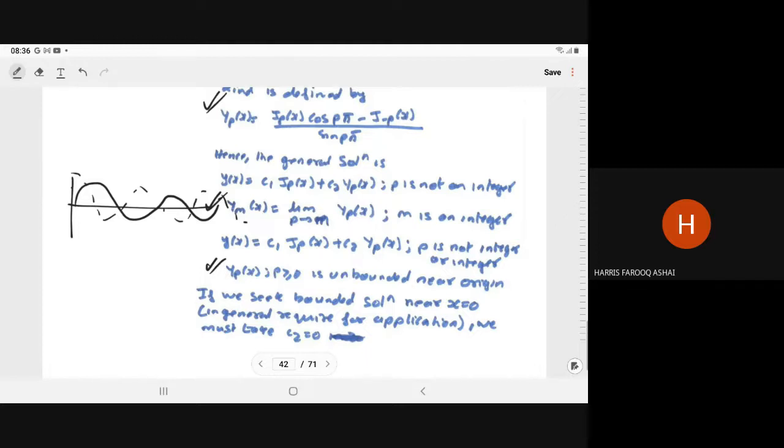Theoretically it gives a solution, but when we have to apply it in the propagation of waves, or in planetary motion, as I have told you in the previous class, we have so many applications for the Bessel function and Bessel equation, right? So there you cannot use those solutions. So for application purposes, we have to assume that C2 is equal to 0, then only you can use it for practical purposes.